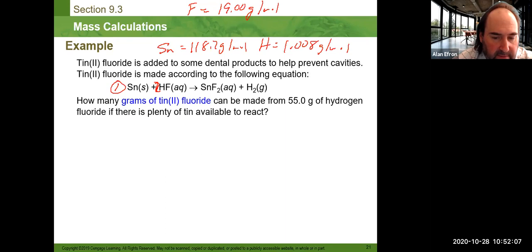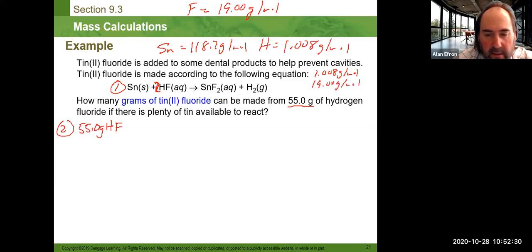Again, here they gave us really just one number, which is 55 grams of HF. We then want to convert that into moles, so we would need the molar mass of HF. The molar mass of HF is basically 1 hydrogen, so that's 1.008, and 1 fluorine, which is 19. That's going to give us a molar mass of about 20.01 grams per mole.